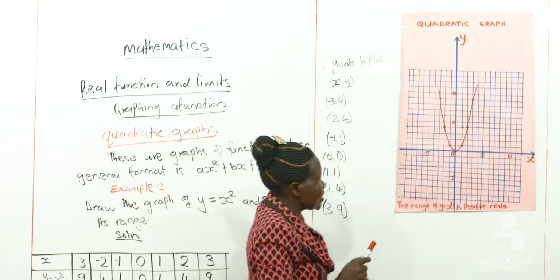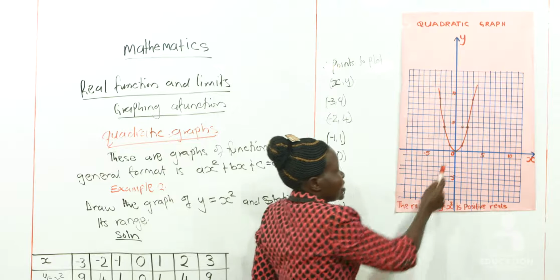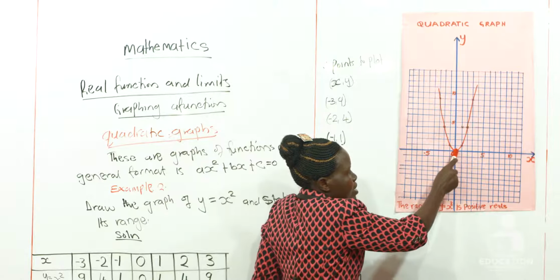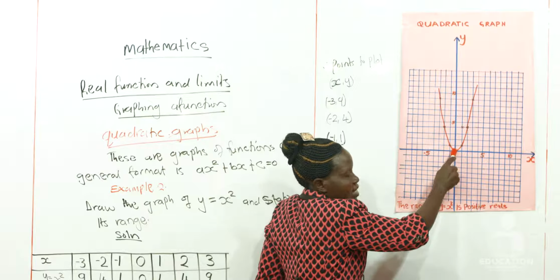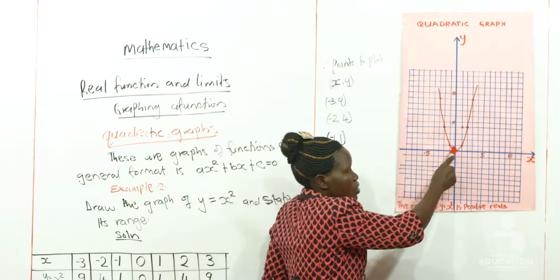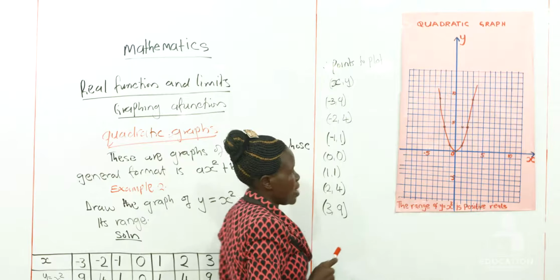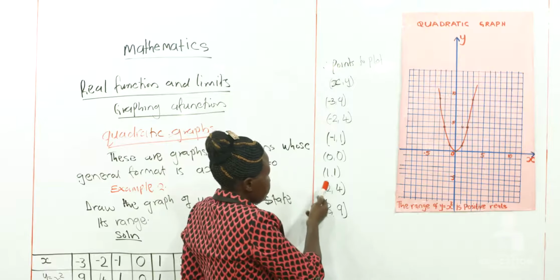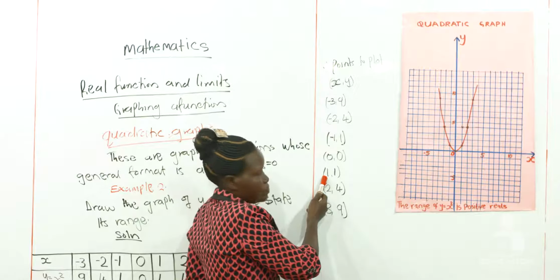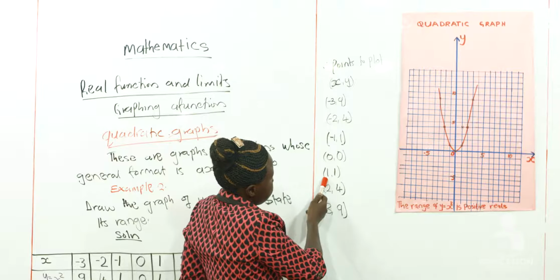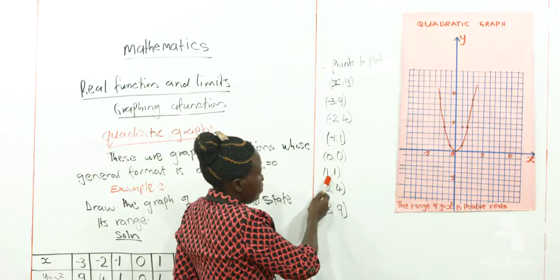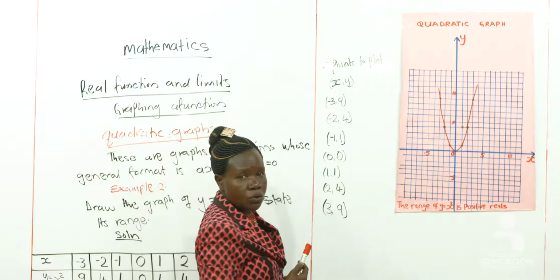So it means that 0 on the x-axis is at the center here. You mark it exactly at the center here, 0 on the x and 0 on the y. And then now you come to point number 5.